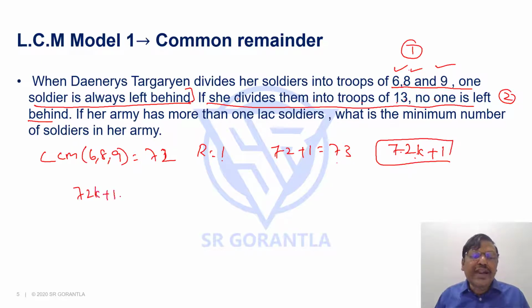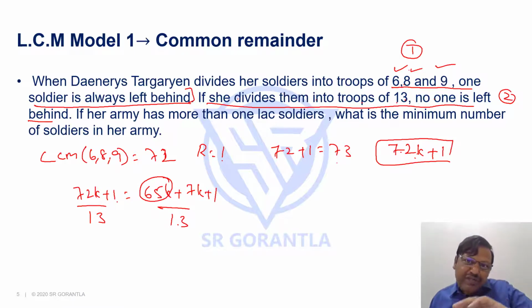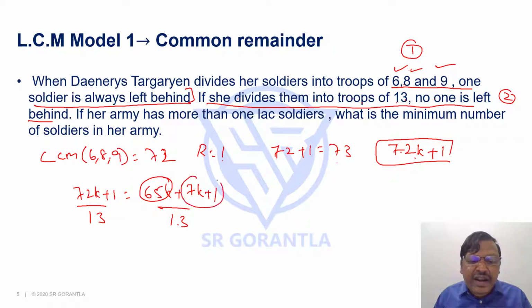72k plus 1, can I write it as 65k plus 7k plus 1? It should be divisible by 13 exactly, right? Why I'm writing like this is whatever is the k value, 65k is always divisible by 13. So the bigger portion of the number I have taken out of the picture, so that going by trial and error and trying whether 7k plus 1 is divisible by 13 or not is easy.